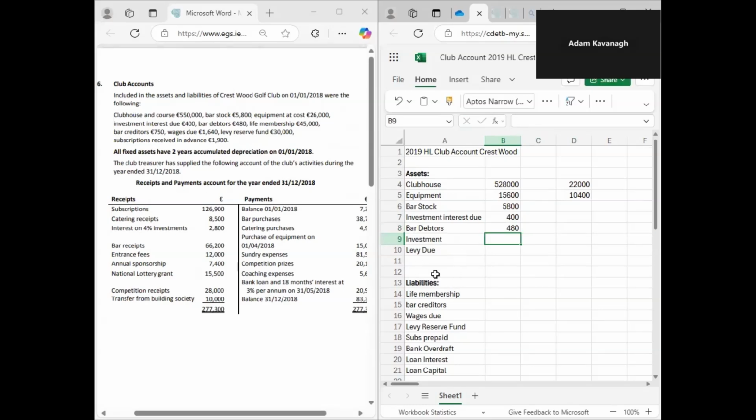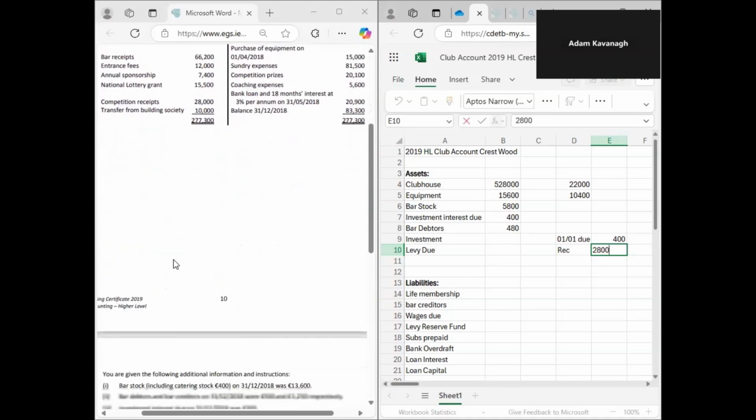So looking at investments, if we have investment interest due, then we must have an existing investment from last year. So you have to look at the beginning, the end of the year, and also during the year for this question. So to figure out the value of investments, what do we know? Well, we know on the first of the first, there was 400 due. Okay, so that's 400. Then during the year, we received 2,800.